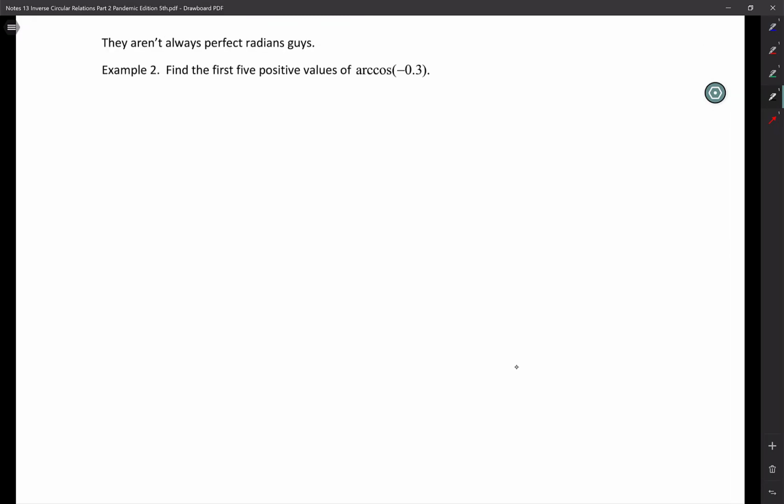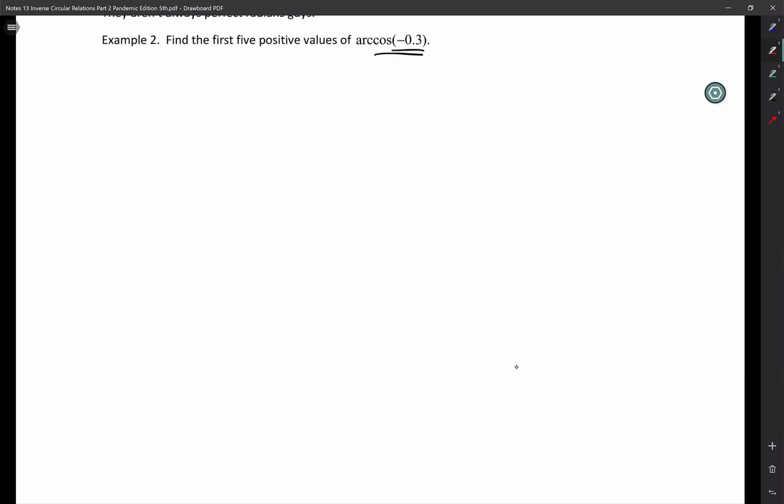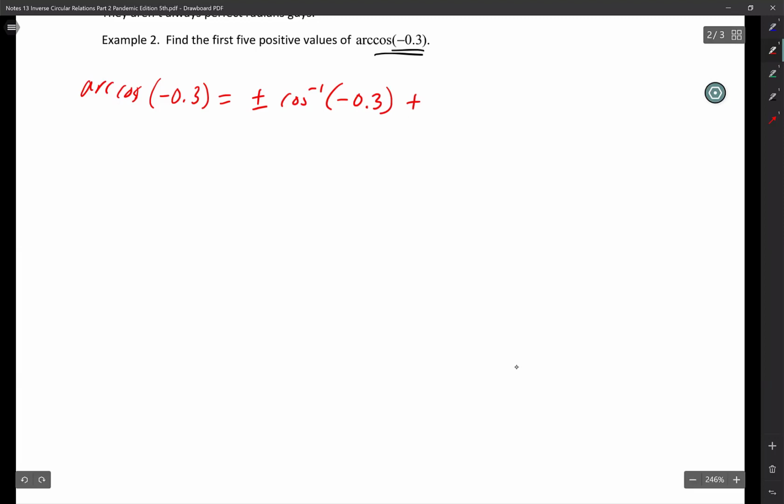Find the first 5 positive values of arccos of negative 0.3. All right. It's not a perfect radian, so we're just going to do it with our formula. And yes, I know you can do it the way Delta Math does it, find your reference angle, and all that good stuff. But I'm just going to use my formula, guys. Arccos of negative 0.3 equals plus or minus inverse cosine of negative 0.3 plus 2 pi n, because it repeats every 2 pi.